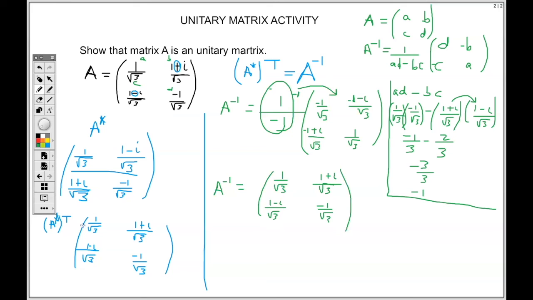So here we have A inverse. You can see it's the same. The left and the right are the same. So I can say it is indeed a unitary matrix. So matrix A is a unitary matrix. And that's it.